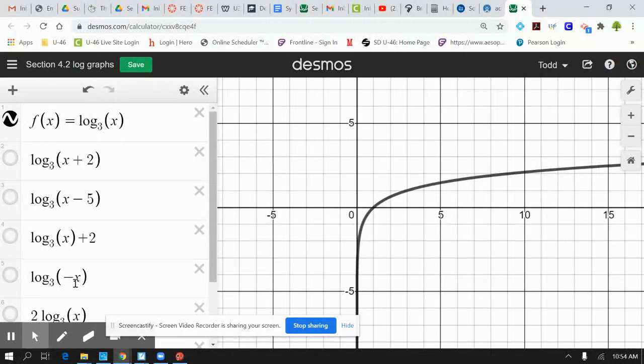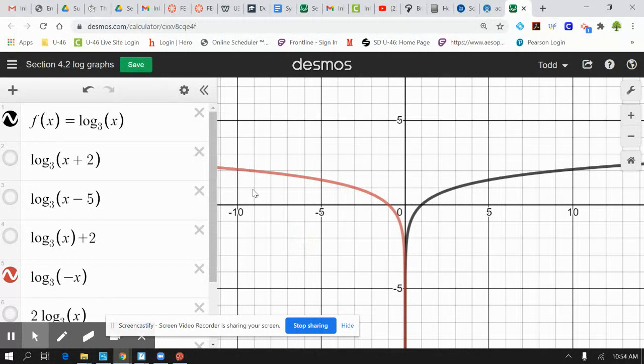What does this do? Replace all the x values with their opposites, so that will reflect it over the y-axis. So now the domain is from negative infinity to 0. It still has that vertical asymptote at x equals 0 because I didn't move it left or right.